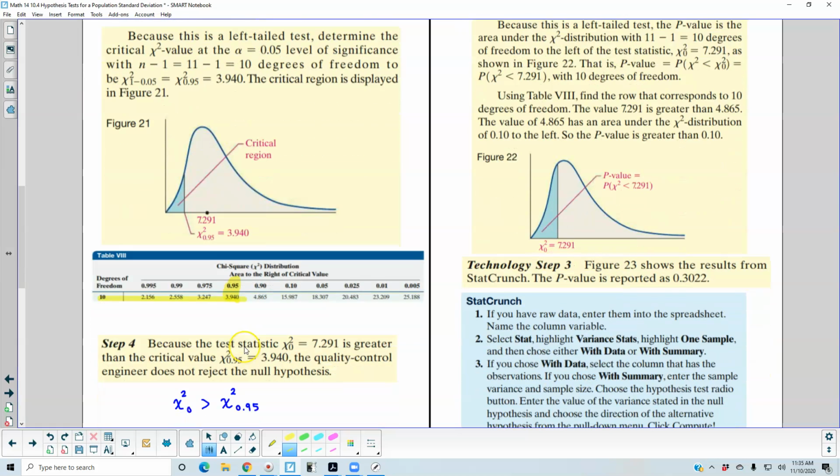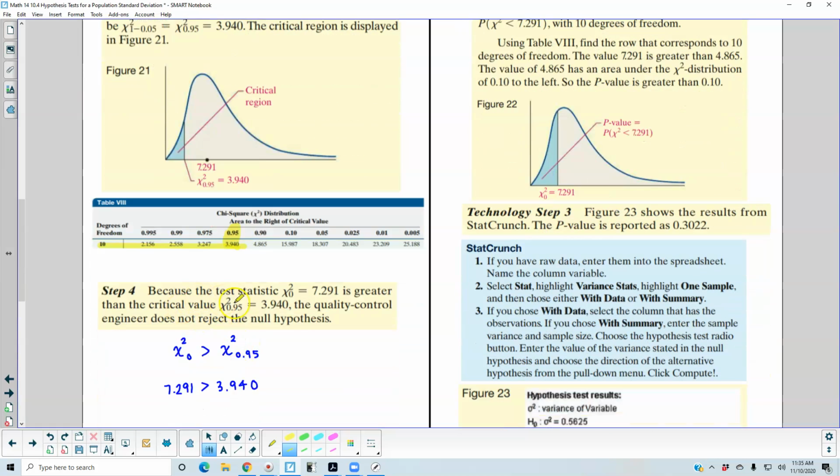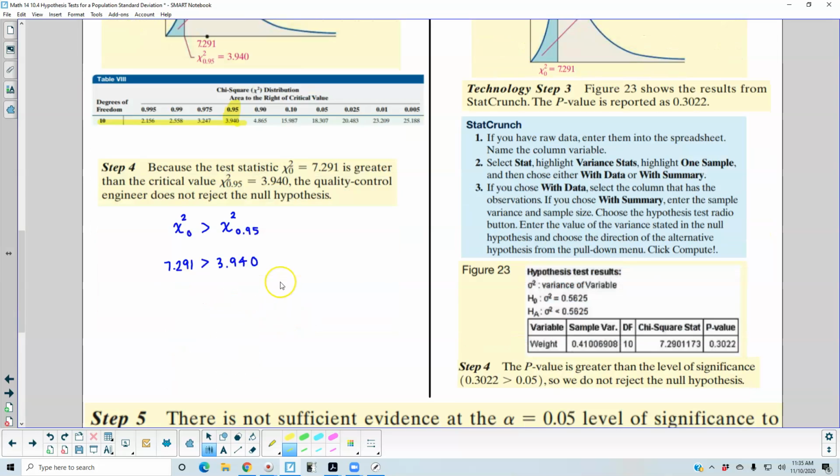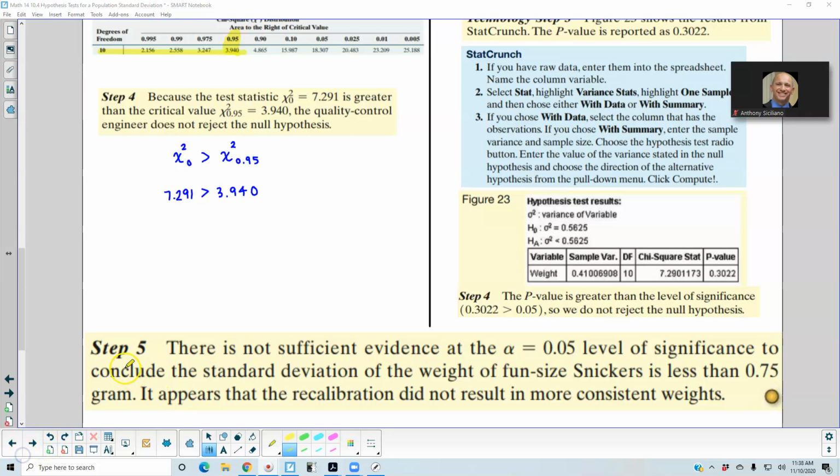Now that we've found the critical value, we can say that because the test statistic of 7.291 is greater than the critical value of 3.940, the quality control engineer does not reject the null hypothesis. And so therefore in step 5, there is not sufficient evidence at the alpha equals 0.05 level of significance to conclude that the standard deviation of the weight of fun-sized Snickers is less than 0.75 gram. It appears that the recalibration did not result in more consistent weights.